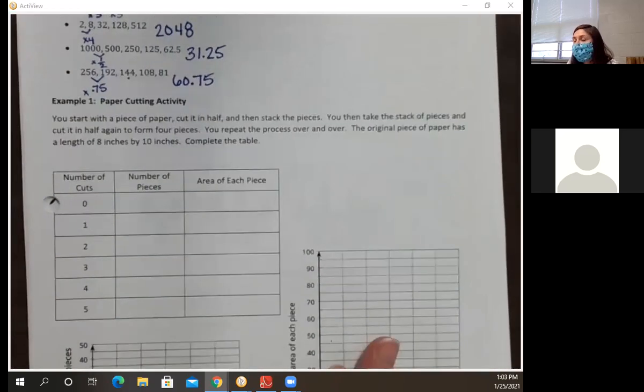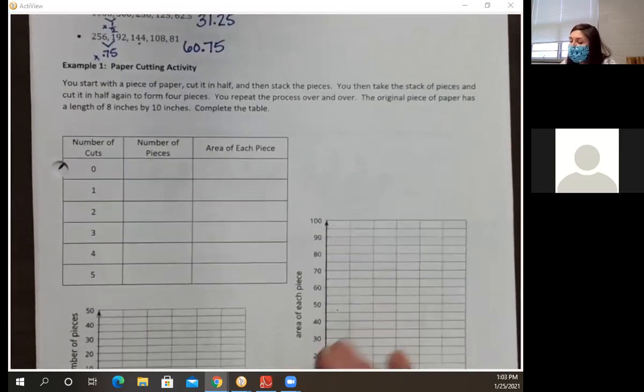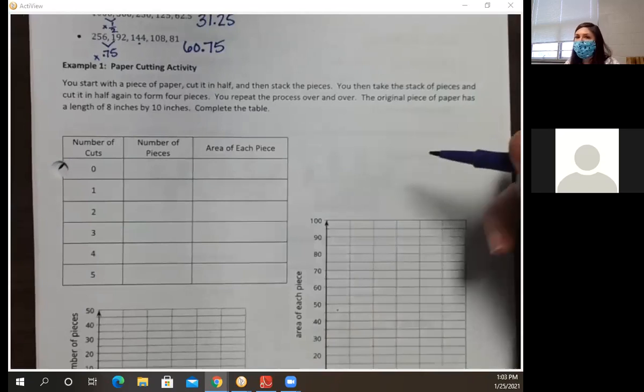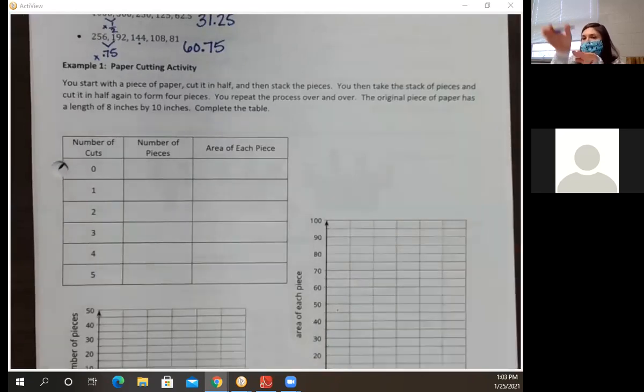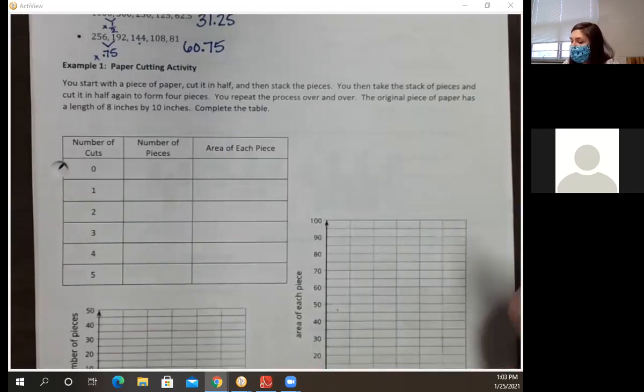It's a little bit different context. So I'm going to take a piece of paper and cut it in half. So I've got my piece of paper, I cut it in half, and then I'm going to take those halves and stack them on top of one another and cut the stack in half. And I'm going to keep doing that.